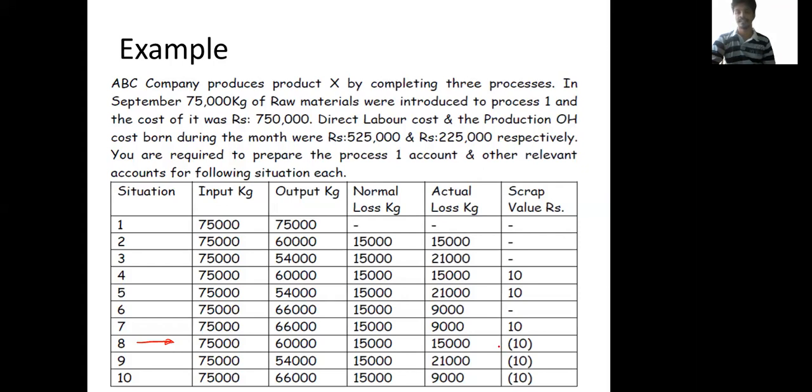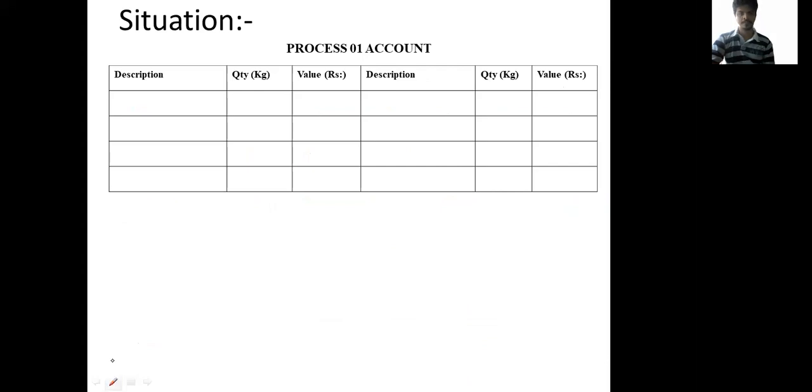In these particular cases, the particular firm has to incur additional cost to remove the scraps. So in their case, we are not having any scrap selling value. Okay. As all the other information is the same as earlier, let's record. Situation number 8. We can record direct material 75,000 kilograms. Value of this is 750,000. Then direct labor cost 525,000. Production overheads 225,000.